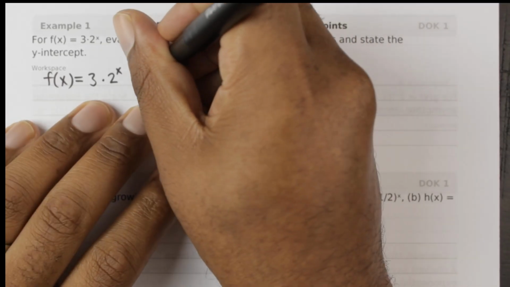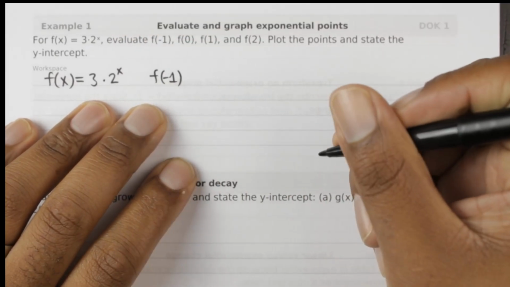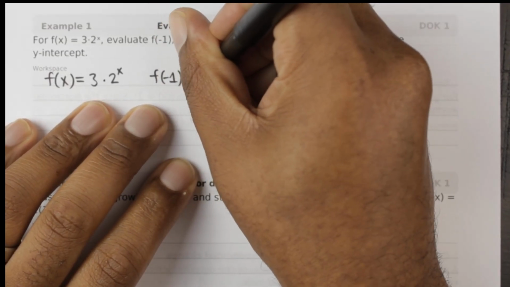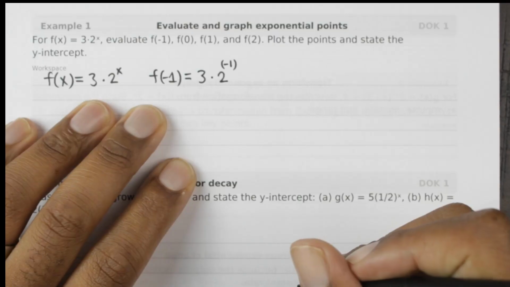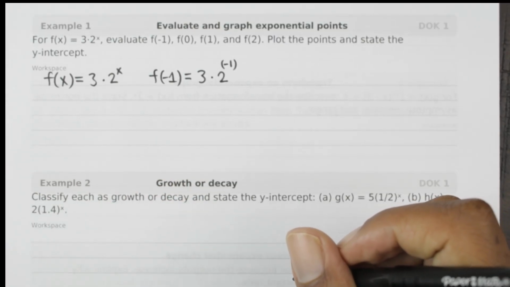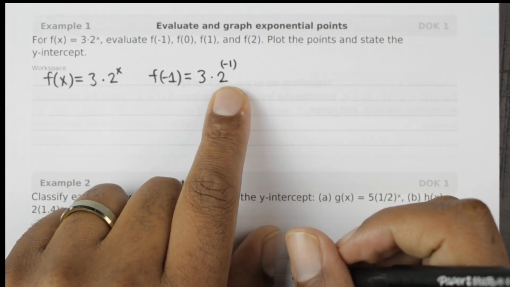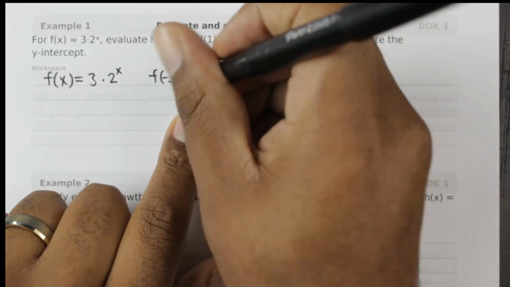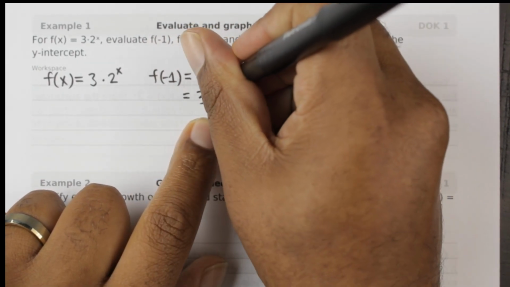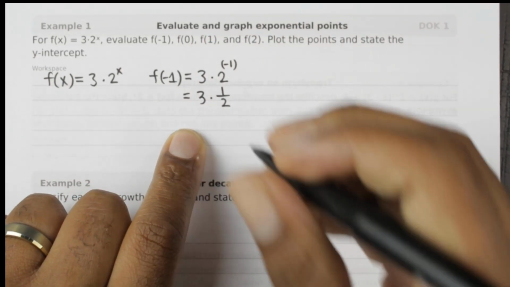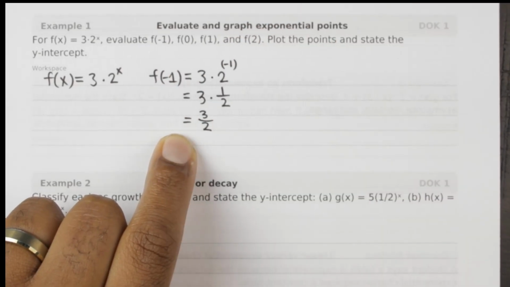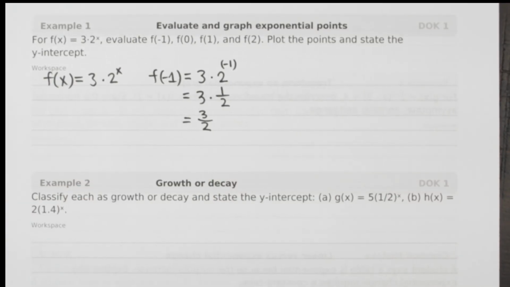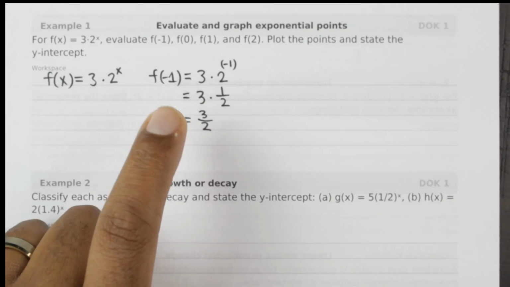So when we evaluate it for -1, we have 3 times 2 to the -1. Now what this means is 2 to the -1 means 1/2. That's essentially 3 times 1/2. So f of -1 equals 3/2. So one point is going to be (-1, 3/2).